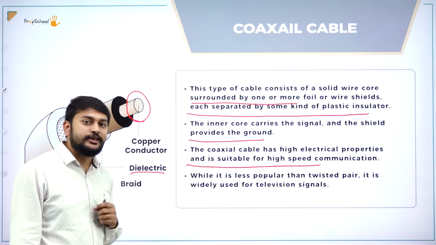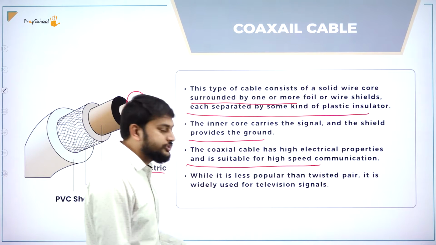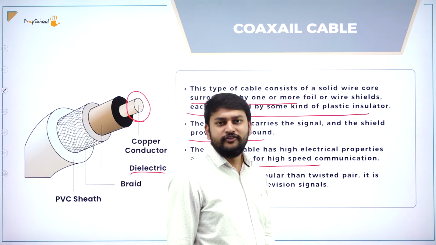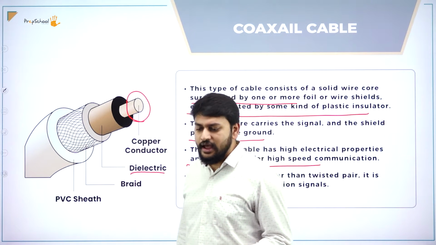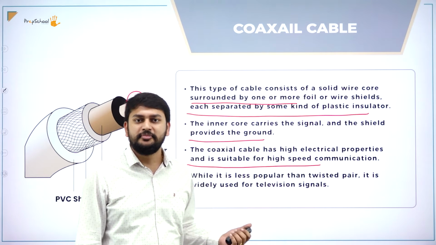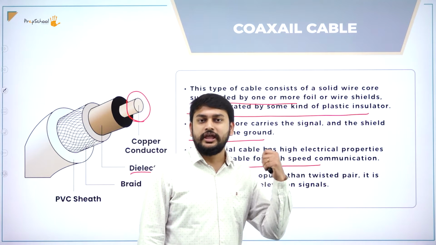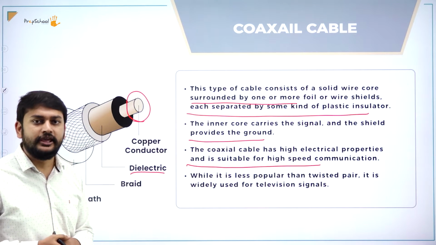While it is less popular than twisted pair, it is widely used for television signals. We already know that, because in our house everybody has this coaxial cable. All of you would have seen this. If not, please go back and check. Then you will understand the different layers in the cable.